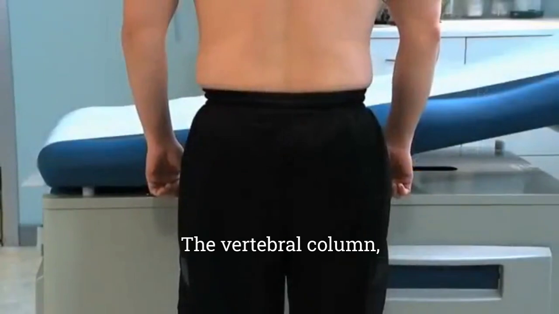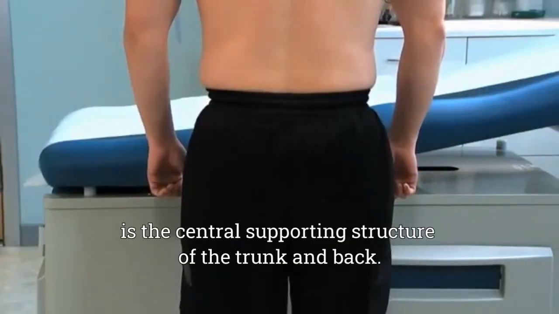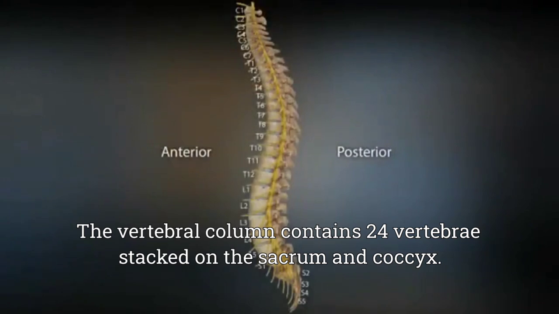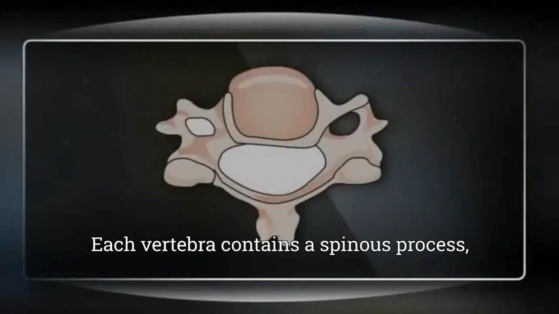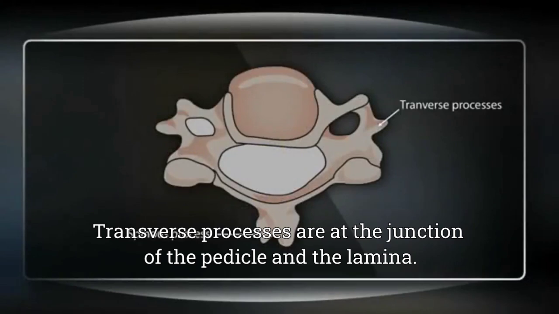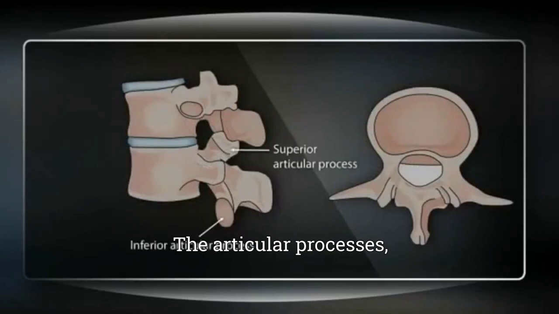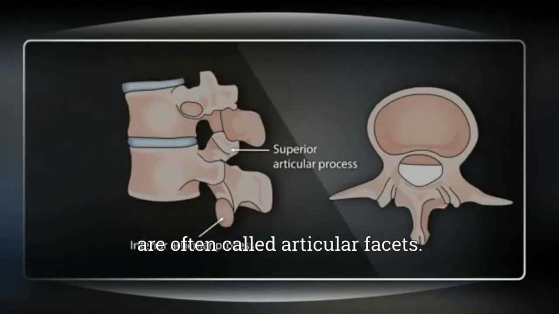The vertebral column, or spine, is the central supporting structure of the trunk and back. The vertebral column contains 24 vertebrae stacked on the sacrum and coccyx. Each vertebra contains a spinous process which projects posteriorly in the midline. Transverse processes are at the junction of the pedicle and the lamina. The articular processes, 2 on each side of the vertebra, are often called articular facets.